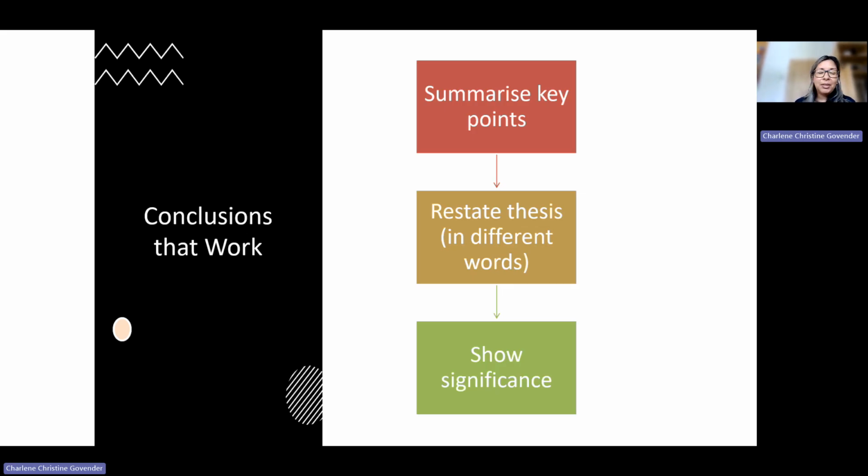Summarizing your key points. Now, if you are not sure what your key points are, I would suggest you look at your topic sentences, and that will be your key point, okay? Because each topic sentence will then have a paragraph developed after it. So go back, read your topic sentences, and take those and incorporate them into your conclusion. Now, very importantly, restate your thesis in different words, okay?